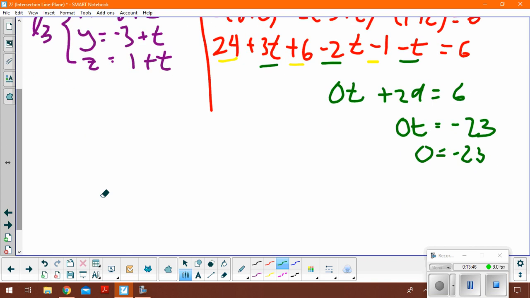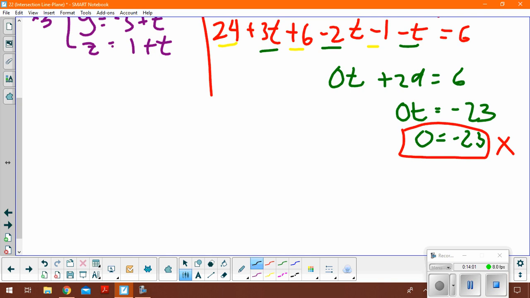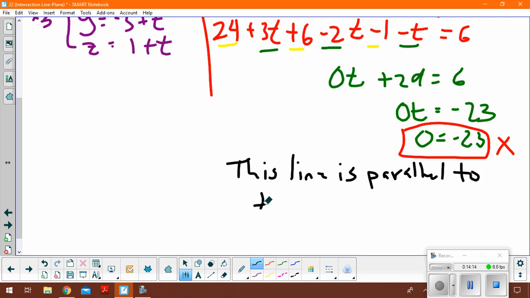I'm hoping you knew that. 0 is also negative 23. No, of course not. This doesn't make any sense. Okay, so that means that there is no solution, and therefore this line is parallel to the plane.